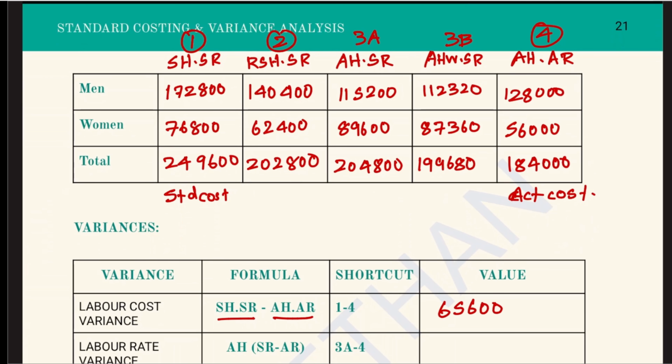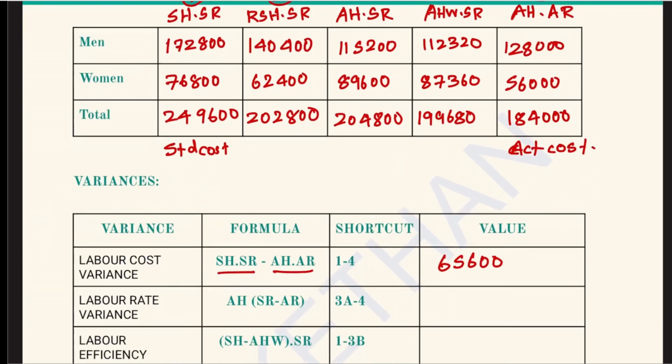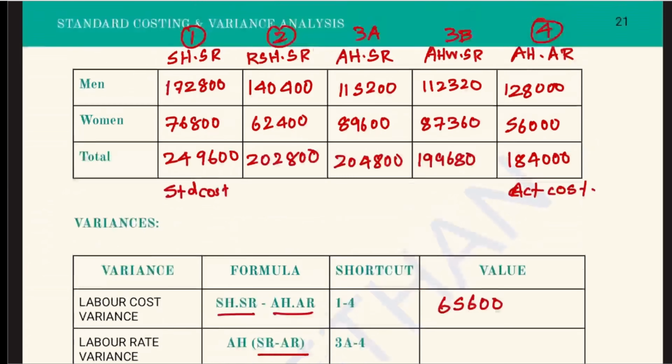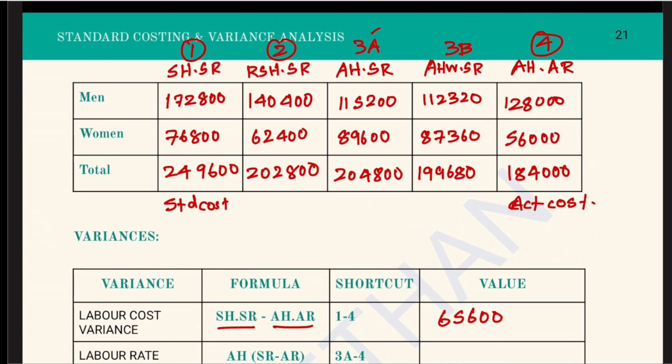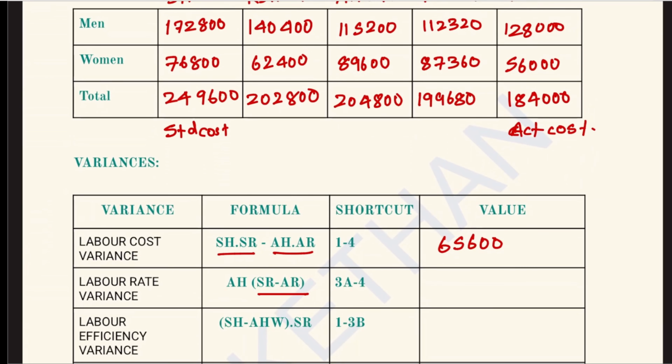Next, labor rate variance. So difference in the rate multiplied by actual hour. From the table, it is 3A minus 4. So I will get 2,800.